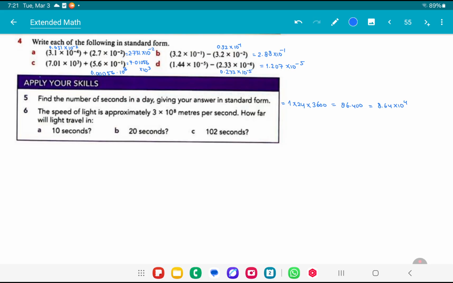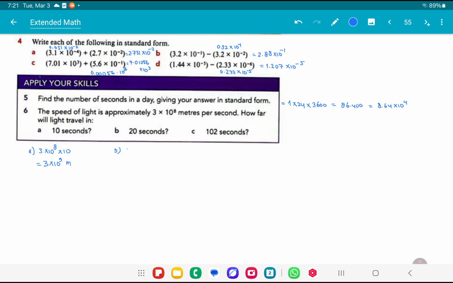For question 6, the speed of light is approximately 3 times 10 raised to the power of 8 meters per second. How far will light travel in 10 seconds? So for question A, 3 times 10 raised to the power of 8 multiplied by 10. So the answer is 3 times 10 raised to the power of 9 meter.